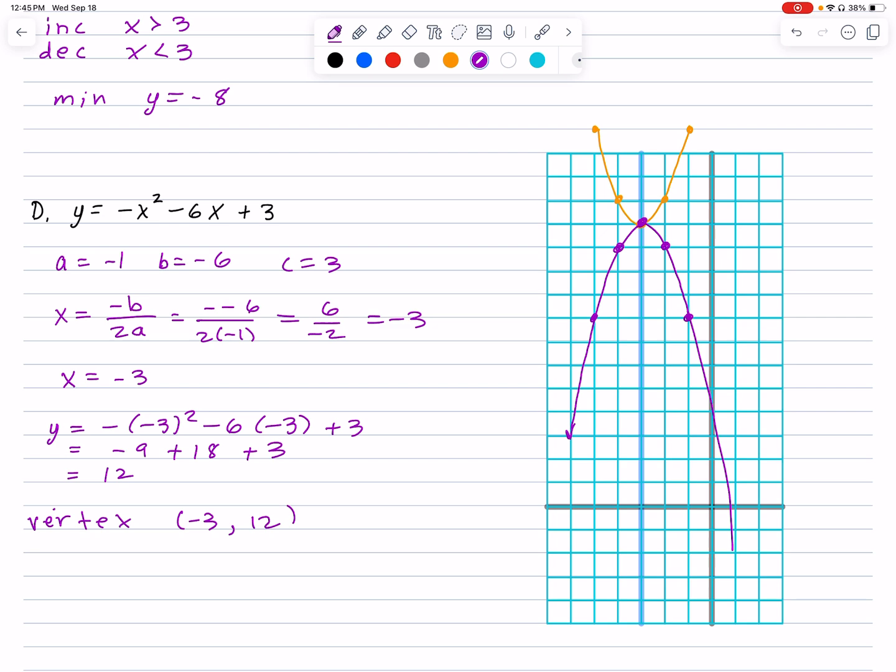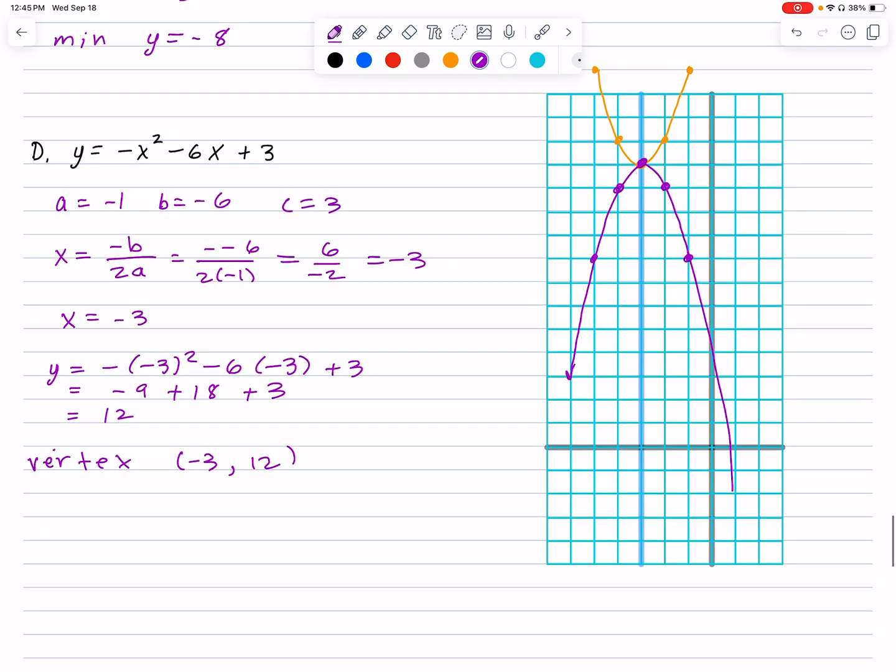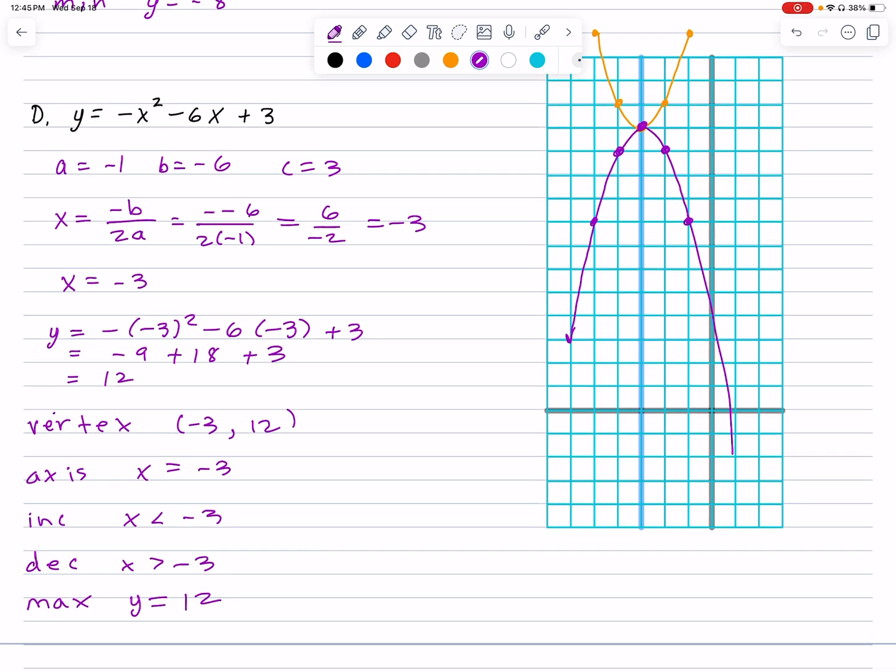So let's see what we can do here. We got our vertex. Our axis of symmetry is x equals the x coordinate of the vertex, which was -3. It is increasing when x is less than the x coordinate of the vertex, which is -3. And it is decreasing when x is greater than -3. It's got a maximum for the y coordinate of the vertex, which is, what is it? 12. Okay? Went a little bit faster on that one, but again, I don't want to get interrupted here. Okay, that is it for this video.